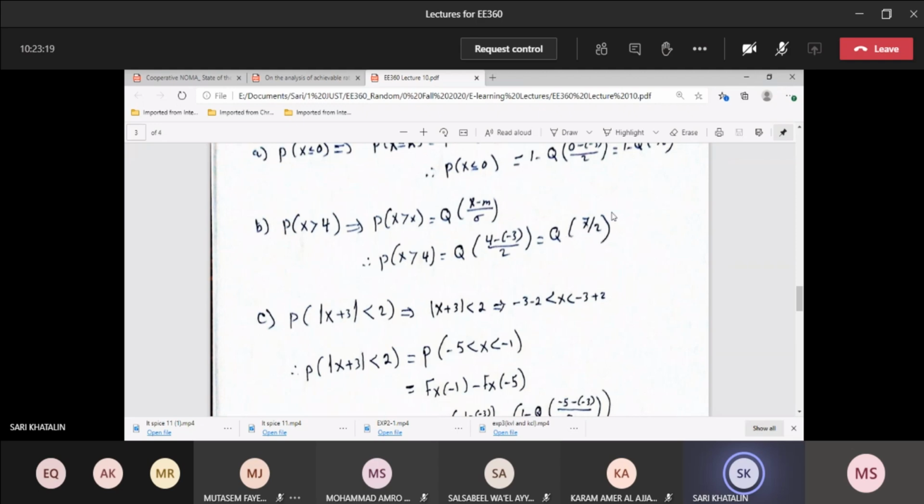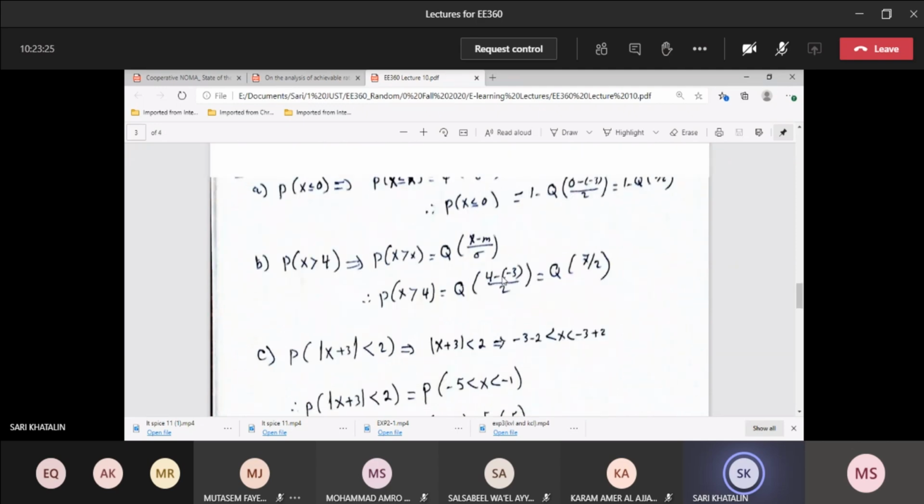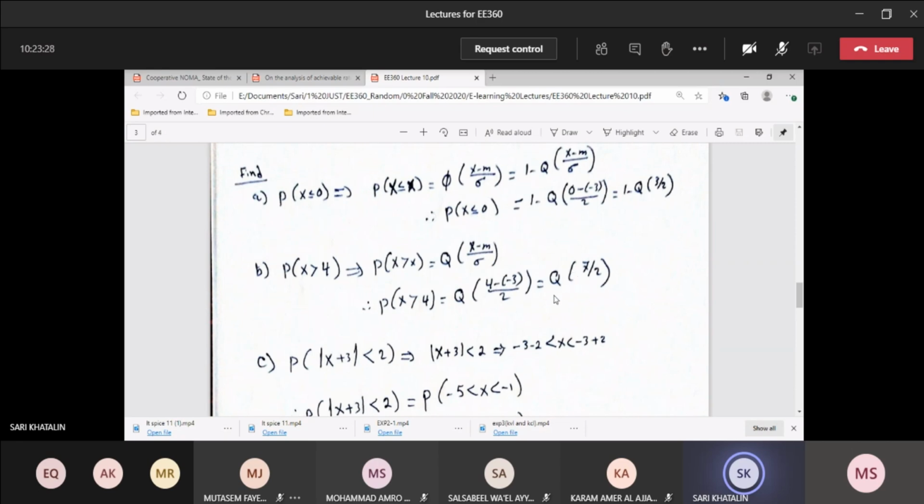7 over 2. Of course, if you have the table, you will find 7 over 2 as a number. Now, if you need this one in terms of phi, all you have to do is 1 minus Q of 7 over 2. Either way is fine.